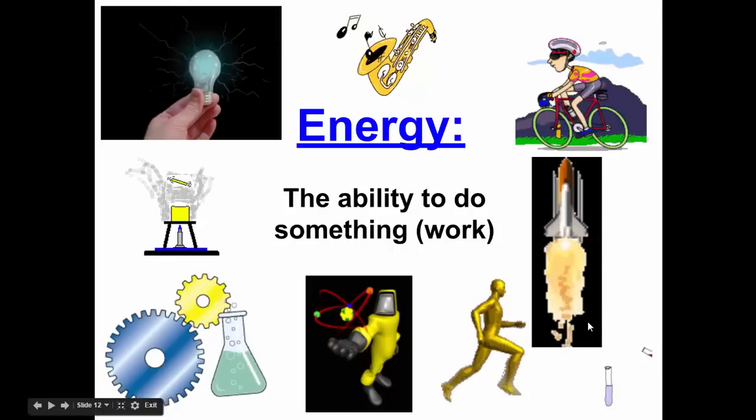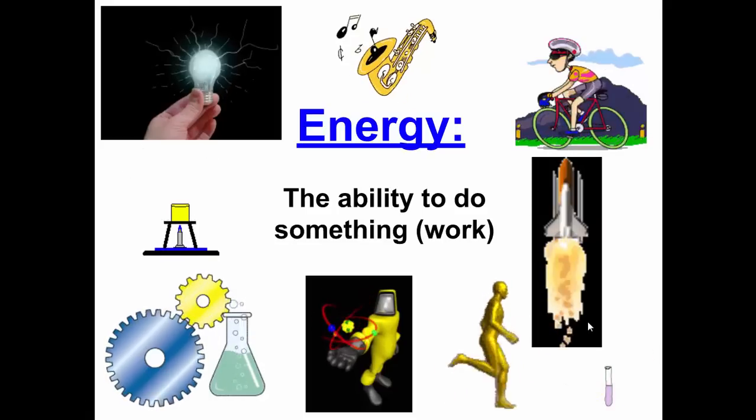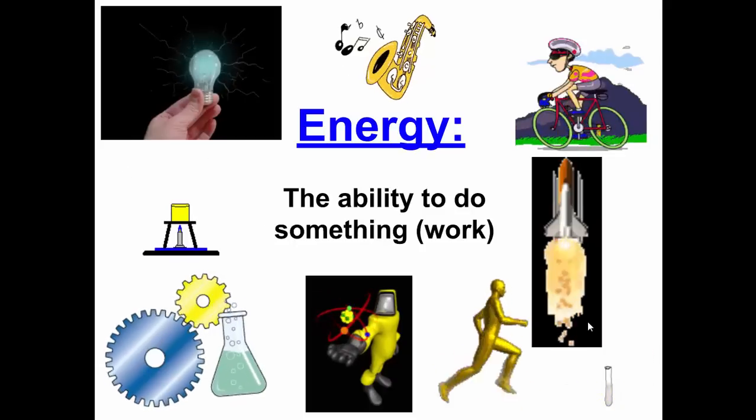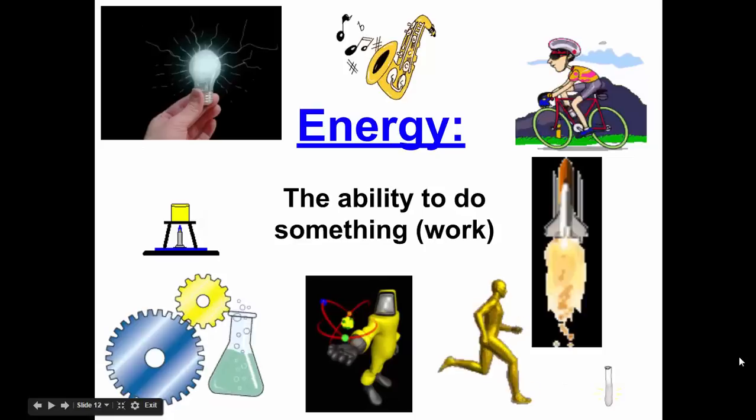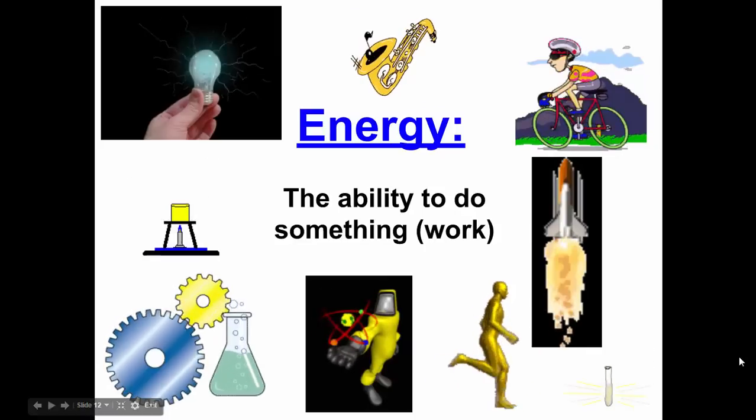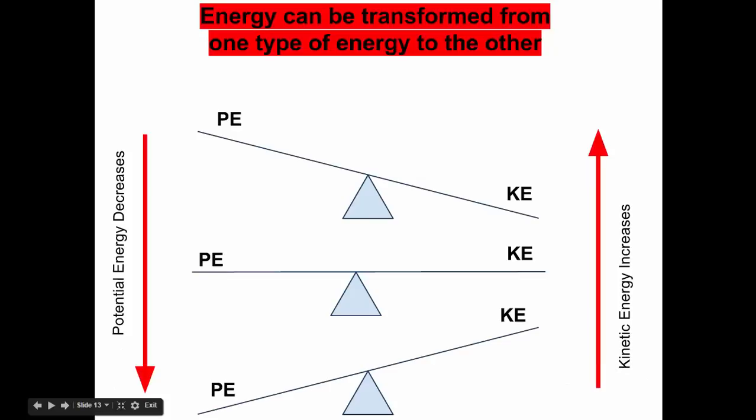Okay, so we're going to talk now about the relationship between potential and kinetic energy, and make sure that you take visual notes. These will be included as part of your rubric. So once again, energy is the ability to do work. And we've talked about the fact that energy can be transformed from one type to another, and the same thing is true for potential and kinetic energy.